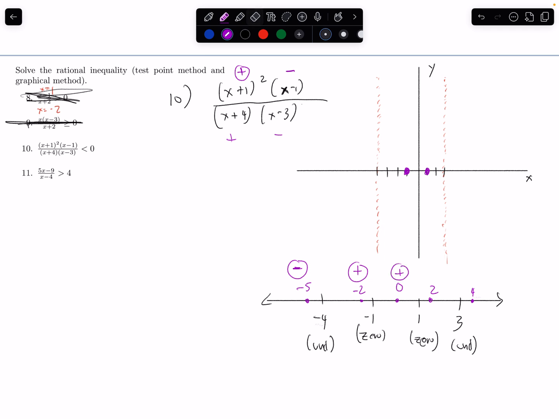Okay, at 2. 2 minus 1, positive. 2 plus 4, positive. 2 minus 3, negative. So overall, negative. Okay, and then at 4. 4 minus 1, positive. 4 plus 4, positive. 4 minus 3, positive. So overall, positive. Okay, so I could already answer my question here. I want to know when it's less than 0, right? So less than 0 would be here. Oops. Not including the boundary points ever. And over here.